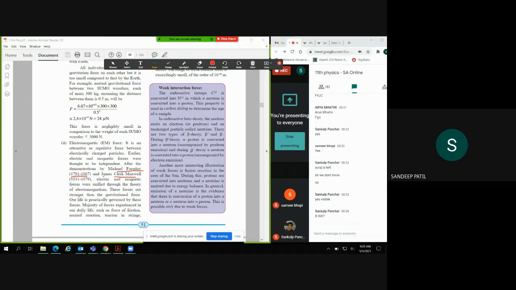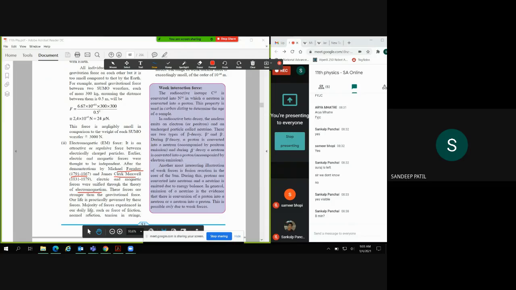Okay, so we will come to our syllabus: electromagnetic force. Electric and magnetic force are unified through the theory of electromagnetism. Due to electricity there is magnetism, and due to magnetism there is electricity. This way we can combine electromagnetism and unify this theory. These forces are stronger than the gravitational force. Our life is practically governed by these forces.